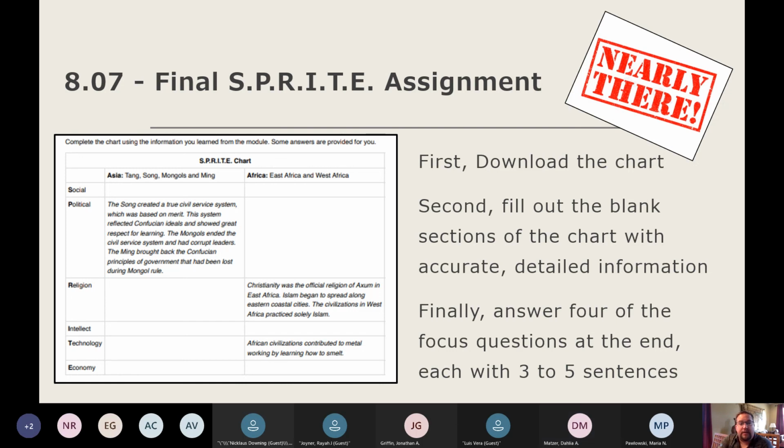Let's see, any other questions about this? Like I said, I think it's pretty straightforward. The only issue I've been seeing is kids not giving me enough information in the chart, okay? If you overdo it, it's probably a little bit better. And as always, make sure it's in your own words. Okay.